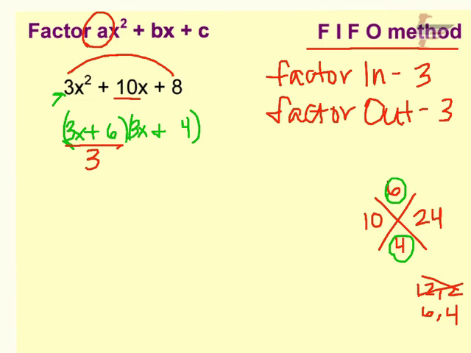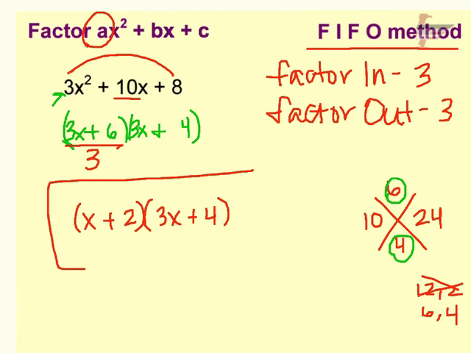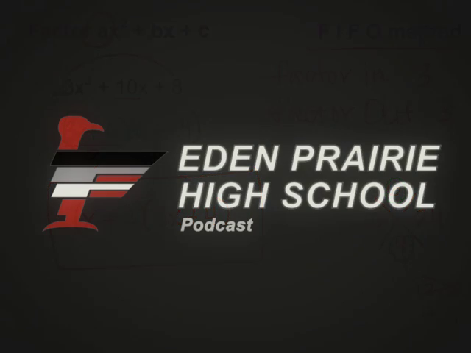If you factor the 3 out of the 3x, it leaves you with an x. Factor the 3 out of the 6, leaves you with a 2. And then our second set of parentheses will stay as 3x plus 4. And we have factored this. So factor in, factor out, FIFO. It gets faster the more you try it, but it gives you a nice way around the guessing and checking method.